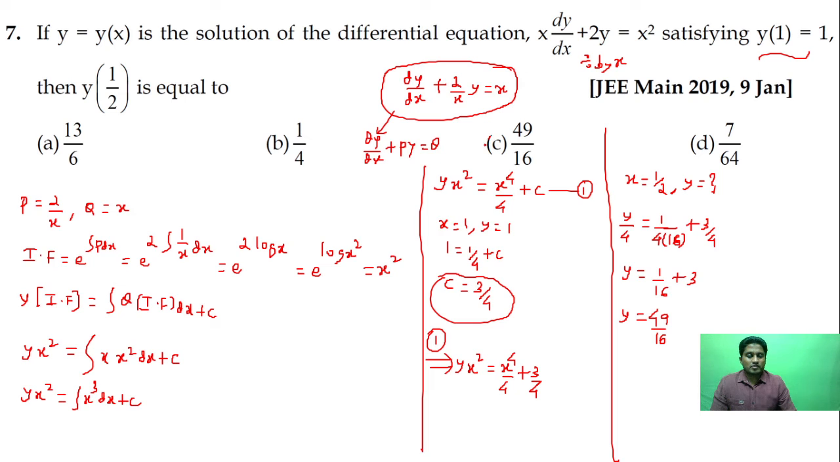The answer will be option C. You just simplify this, guys. There's no space, I will write here. If you cross multiply, 1 upon 16 plus 3 can be written as y equal to 49 upon 16. That's the answer. The answer is option C only. Okay, let's move to the next question.